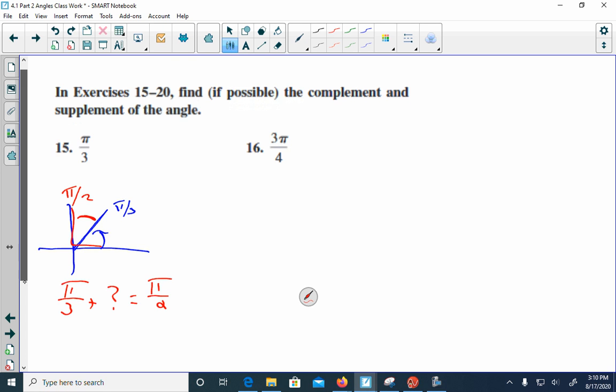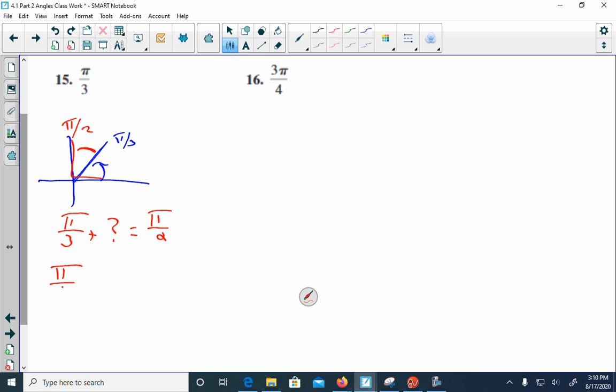In order to solve that, you're going to take pi over 2 and subtract pi over 3. You're either changing them with a common denominator, which in this case would be 6, or you're putting in your calculator 1/2 minus 1/3. Either way you do it, you end up with pi over 6. Well, actually, that's a lie. If you did 1/2 minus 1/3 in your calculator, it's going to give you the answer of 1/6. You're just going to have to remember to put that pi there. So that's my complement. And I believe it asks for the supplement too.